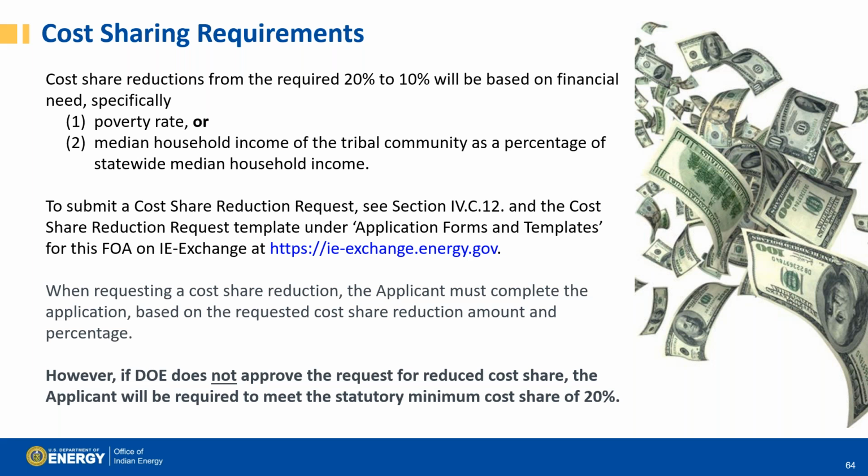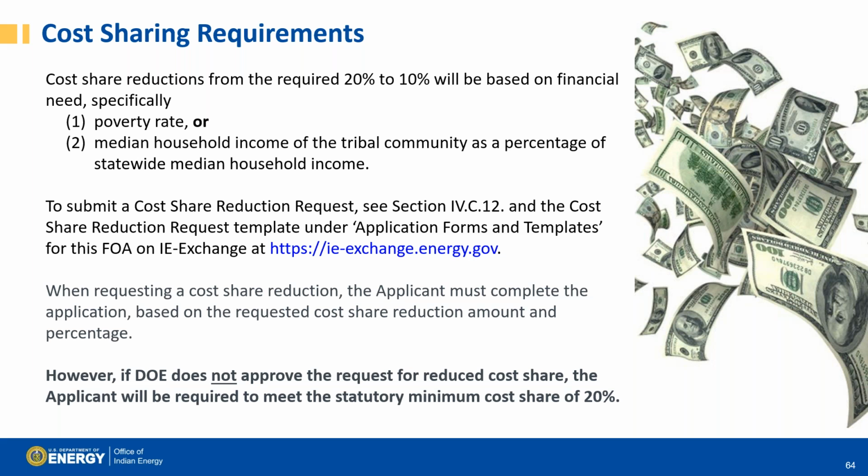So you can see the alternate data options instructions that we have in the cost share reduction request template. We do provide that template, so all the instructions will be provided. You can go back to the template and review that as well. To submit a cost share reduction request, see section 3B2 of the FOA document and the cost share reduction request template under application forms and templates for this FOA on IE Exchange. And we haven't said it in a while, but the URL is ie-exchange.energy.gov. When requesting a cost share reduction, the applicant must complete the application based on the requested cost share reduction amount and percentage. However, if DOE does not approve the request for reduced cost share, the applicant will be required to meet the 20% cost share.